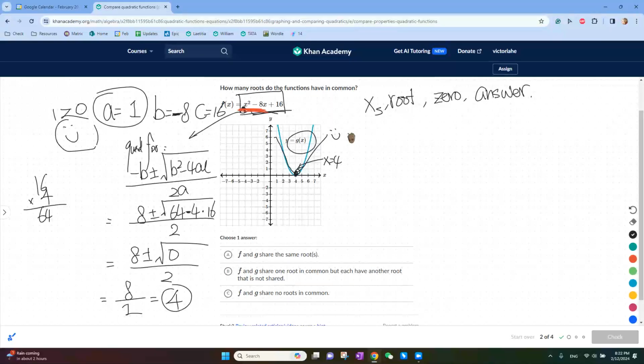William, stop clicking other things. The correct answer is A. Wait, no. B. They have one root in common, but another root that is not shared. Look at this picture. They literally touch at the same spot.